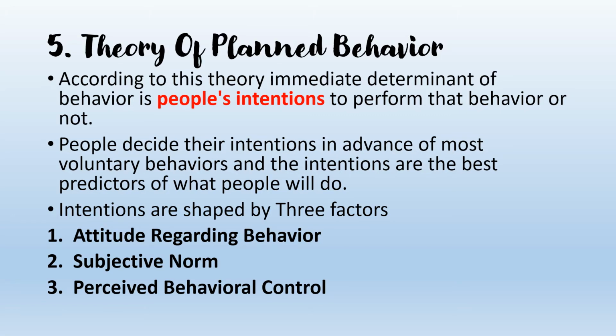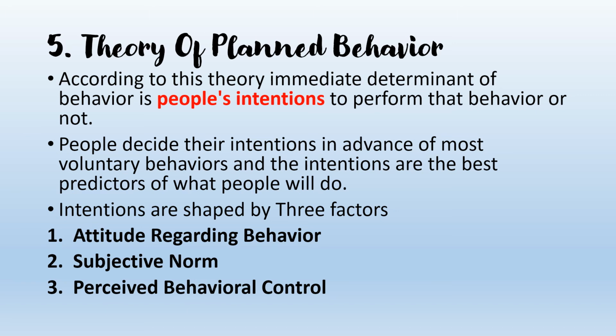Number 5 is theory of planned behavior. According to this theory, the immediate determinant of behavior is people's intention to perform that behavior or not. Here the focus is on the person's intentions and the person's own reasoning. People decide their intentions in advance of most voluntary behaviors, and their intentions are the best predictors of what people will do.